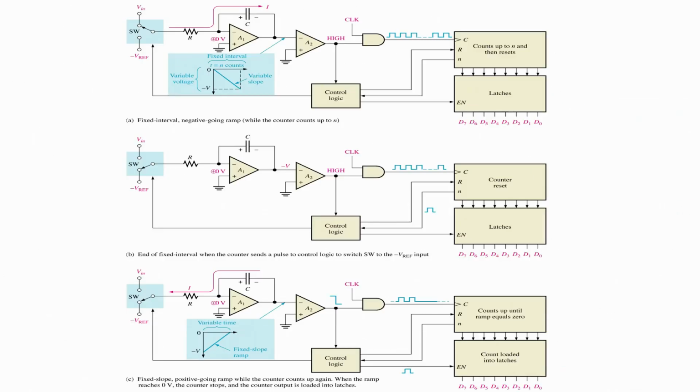Now, this whole process is illustrated right over here, where initially the capacitor is charging while the counter counts up to n, and then it resets. When it is connected to plus V in, it is charging. When it is connected to reference, then at some point, when the reset signal is sent, the capacitor will start discharging. This will cause the change in the output signal.